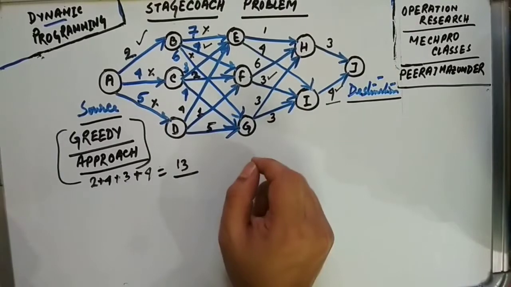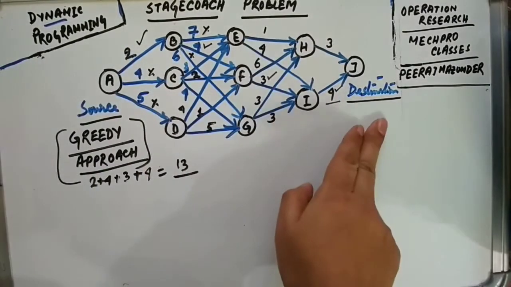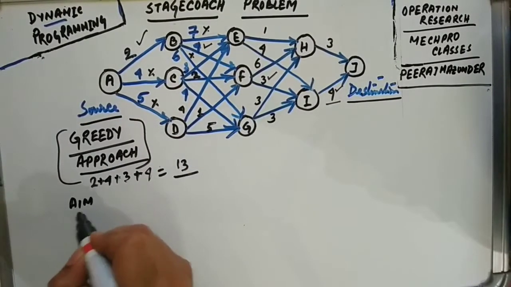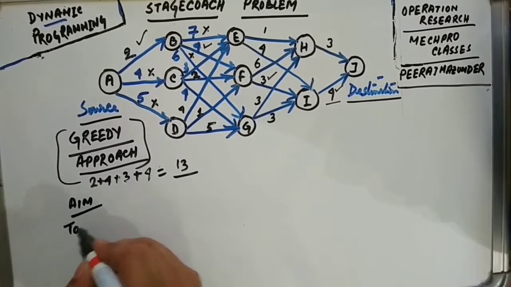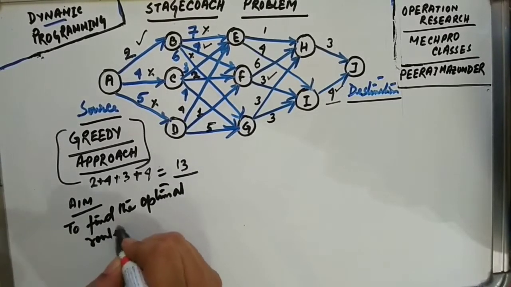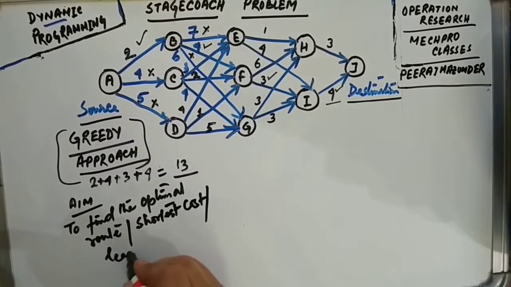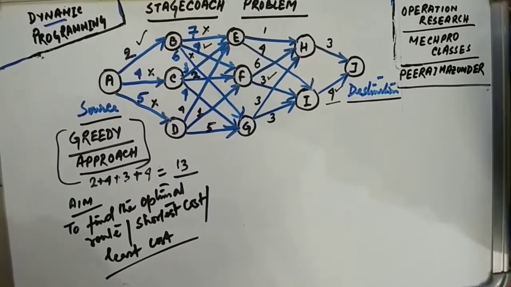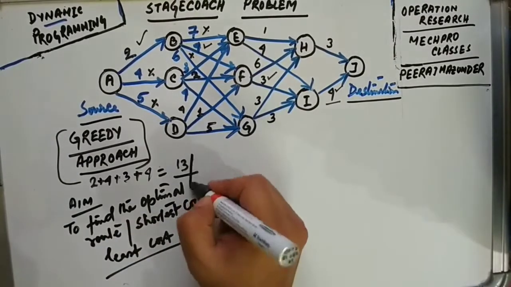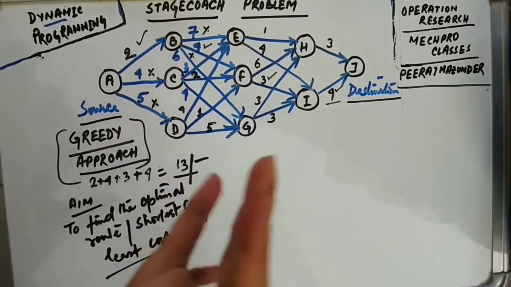Now look, our aim in this stagecoach problem is, starting from source to reach destination, we have to find, I can write it over here, our main aim in the stagecoach problem is to find, say, the optimal route, or you can say the shortest route as well, or you can say the route with least cost. Okay, so this is our aim in the stagecoach problem. Now applying this greedy approach, we find the cost of travel, or the transportation cost, is coming to be 13. Now we'll approach in a dynamic way.